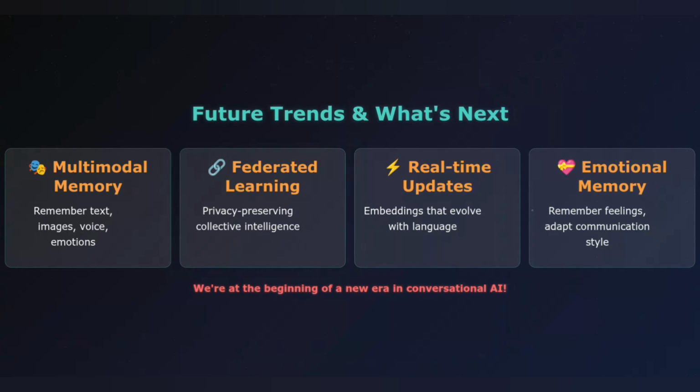Real-time embedding updates. Vector databases will update embeddings in real time as language evolves, keeping your chatbot current with new slang, trends, and concepts. Emotional memory. Advanced systems will remember not just what you said, but how you felt, adapting their communication style to your emotional patterns. We're truly at the beginning of a new era in conversational AI. The chatbots we're building today are the foundation for tomorrow's AI companions.